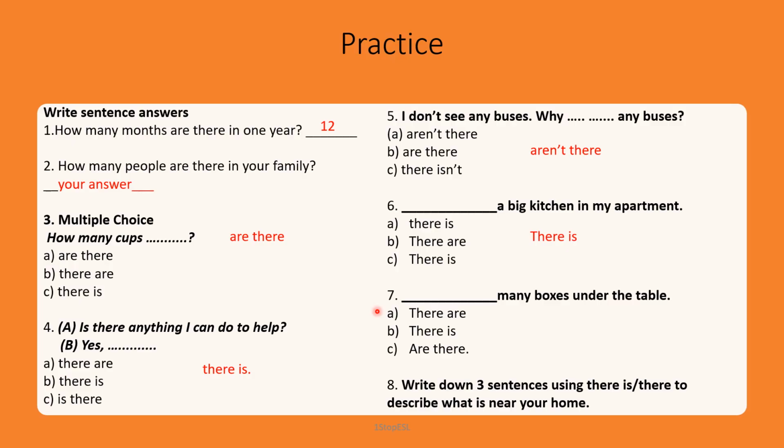Number 7. Many boxes under the table. There are, there is, are there? There are. Good job. There are many boxes under the table. Now number 8 you have to do by yourself. Write down 3 sentences using there is, there are to describe what is near your home. Okay. Good job.